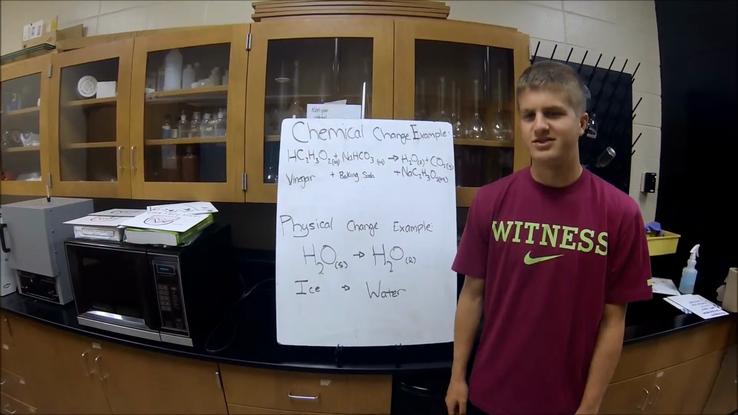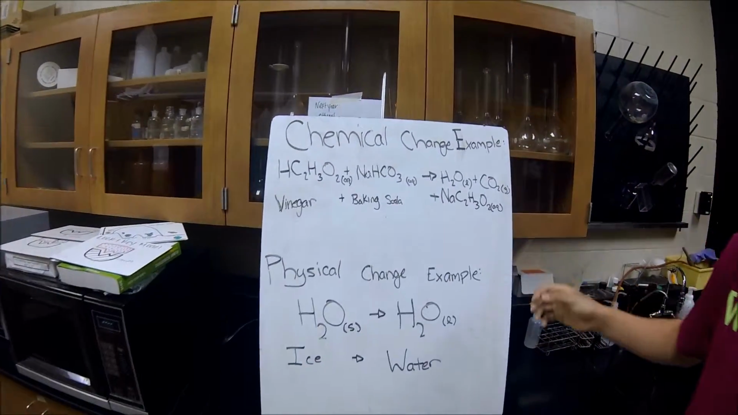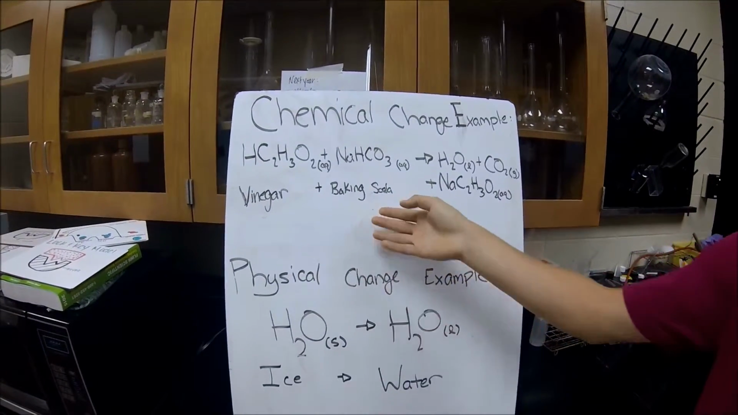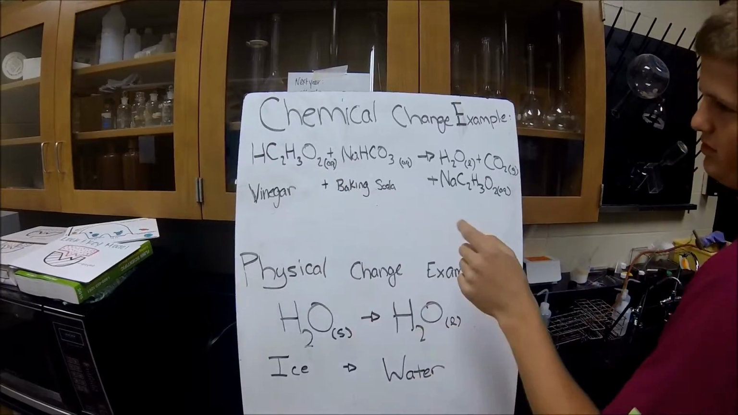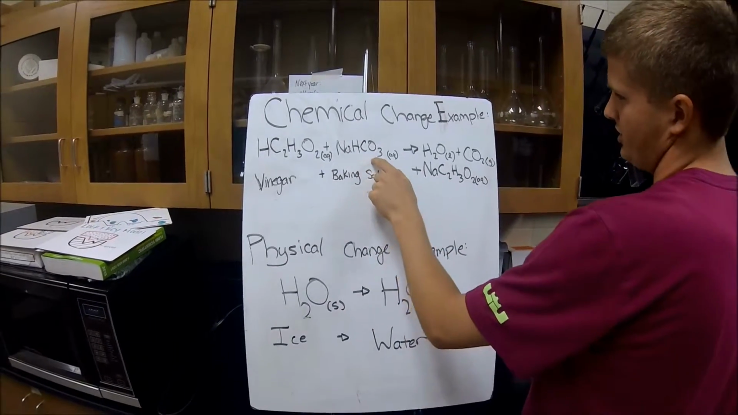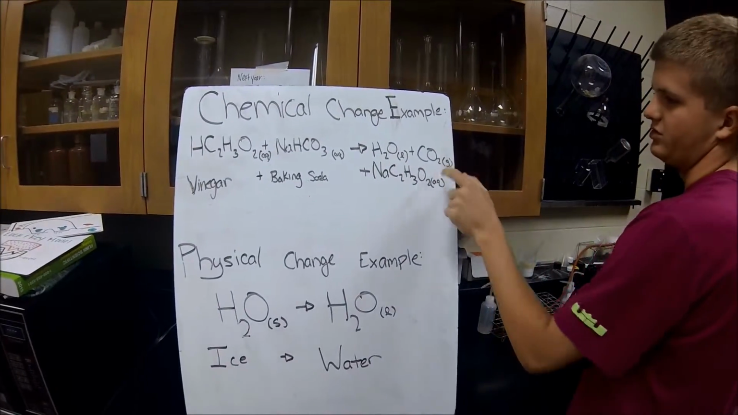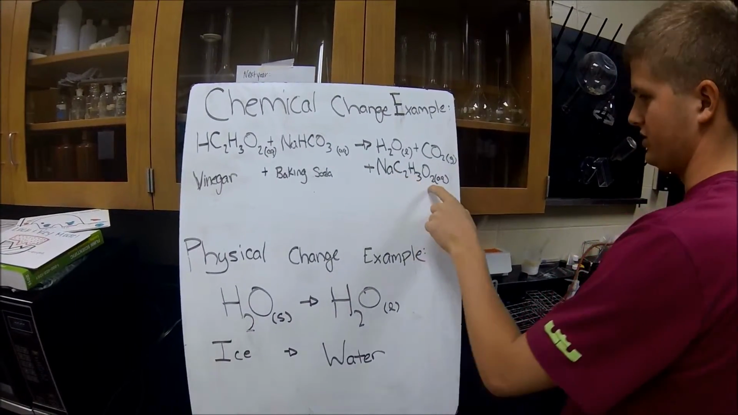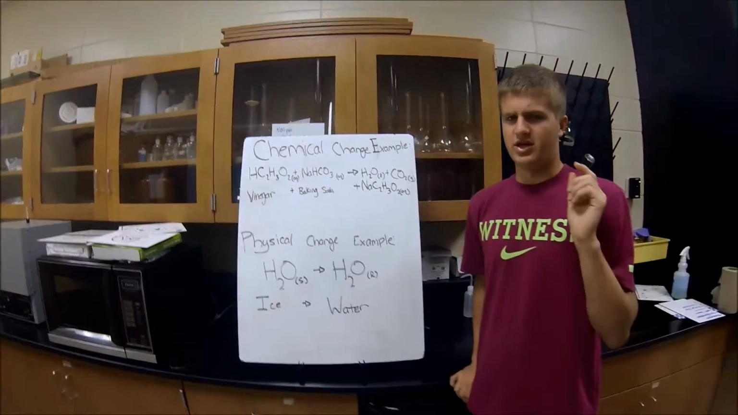Welcome back, students. Here's an example of a chemical change. When I add vinegar to baking soda, which is HC2H3O2 and NaHCO3, when I mix them together, I will get H2O, CO2, and NaC2H3O2, which is an example of a chemical change. I will show you that now.